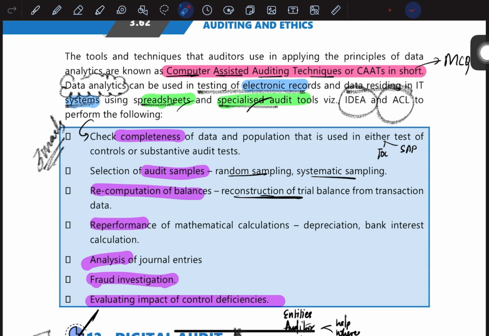If he wants to analyze journal entries, he's going to use data analytics. If he wants to investigate fraud, so in every step he's going to use data analytics. What is the meaning of data analytics over here in audit? He's going to use spreadsheets and specialized audit tools, okay, like IDEA and ACL to perform these. Okay, so this thing can be asked in the exam for 3 marks, where all the auditor will use data analytics. So you can write down points. Basically it's very simple. If the auditor wants to do fraud investigation, analyze journal entries, evaluate the impact of control deficiencies, reperform mathematical calculations, while selection of audit samples, while recomputation of balances, in all these cases he will use data analytics.